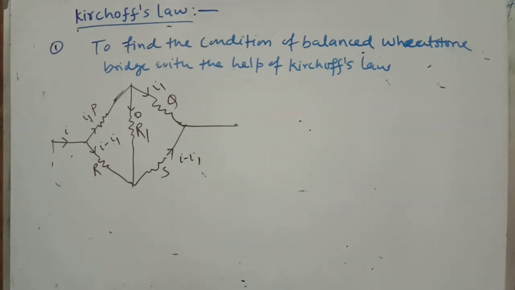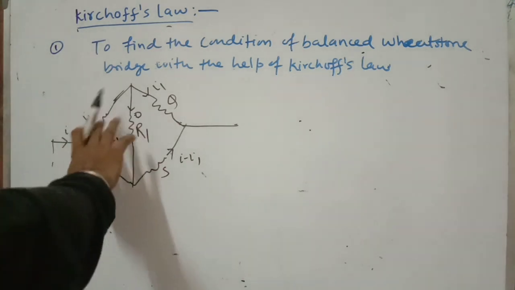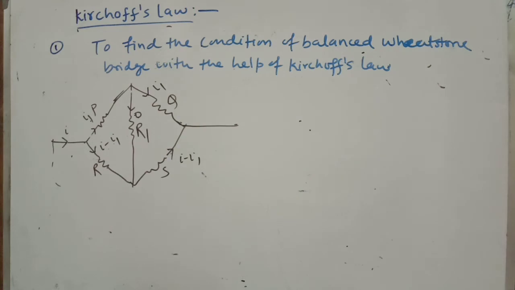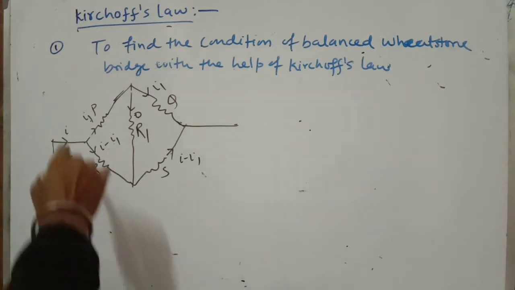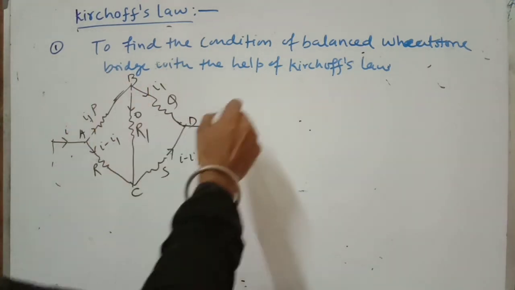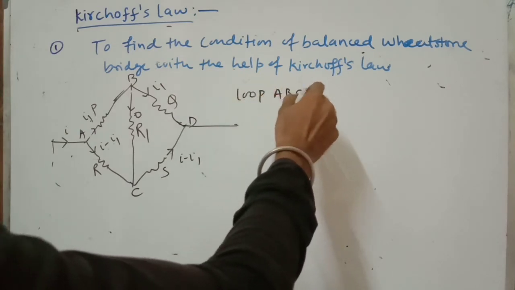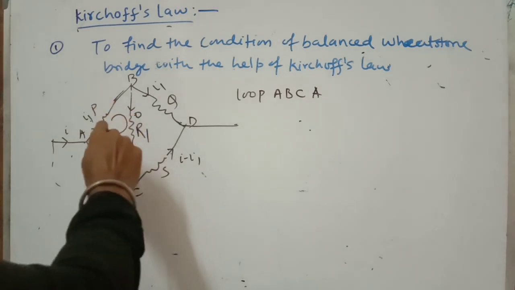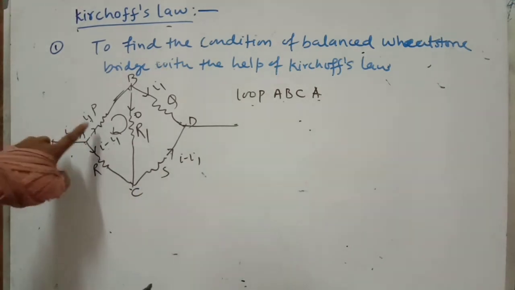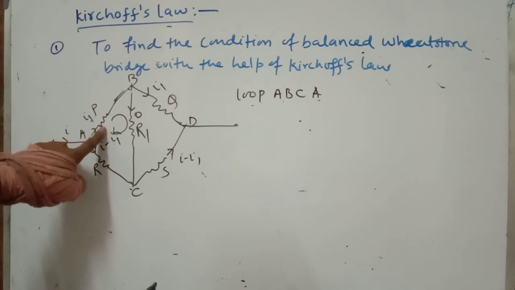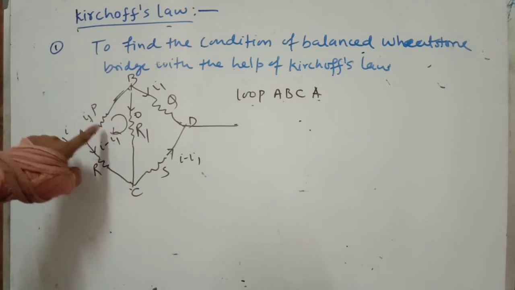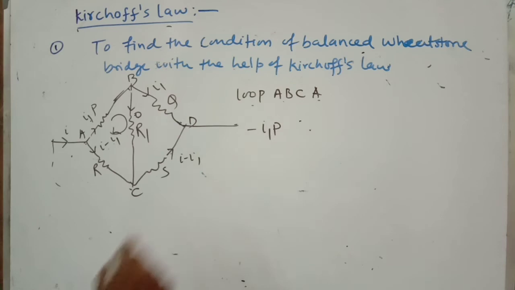Now before applying the voltage loop law, first you give the names A, B, C and D. Consider the loop A, B, C, A. Your loop direction is this one, loop A, B, C, A. Already told, when the current direction and your considered direction are the same through the resistance, the potential difference across this resistance is negative. So you can write here minus I1 into P.